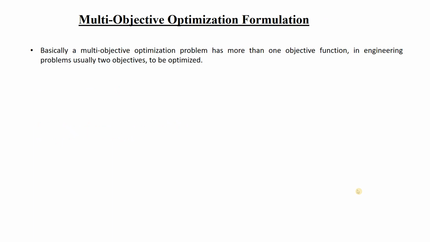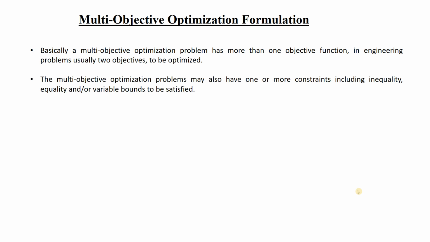Now the formulation. Basically, a multi-objective optimization problem has more than one objective function. In engineering problems, usually two objectives are to be optimized. Generally two objectives are there, and more than two objectives are also there. The multi-objective problems may also have one or more constraints, including inequality, equality, and variable bounds to be satisfied.